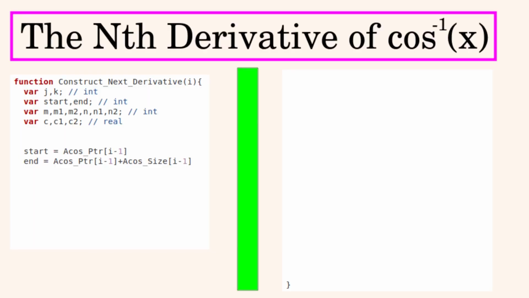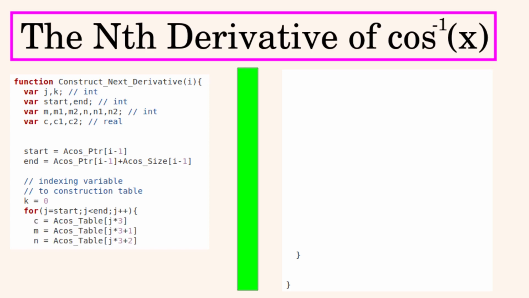So this is the function that we'll use to calculate the next derivative. We'll get the start and end positions of the current derivative. We'll make up a loop to look at every term in the current derivative expression. We'll get all of the constants from this table. Then we'll get the next constants from these current constants so as to build the next derivative. This is the main difference between the tangent derivative table and the inverse cosine derivative table.